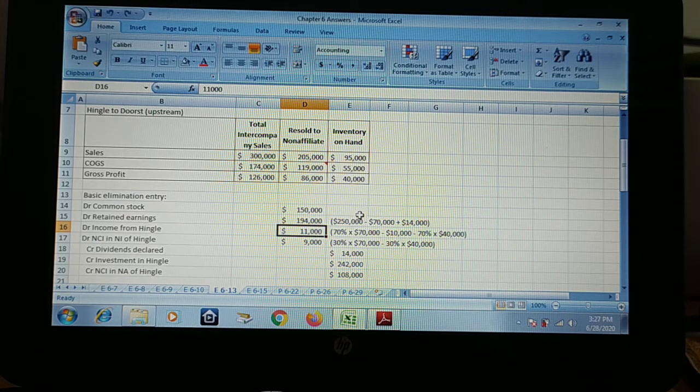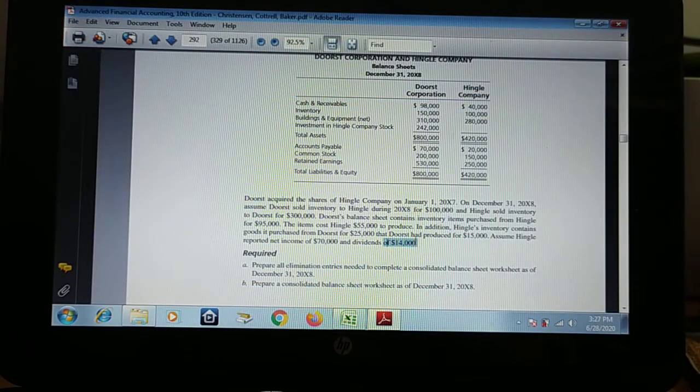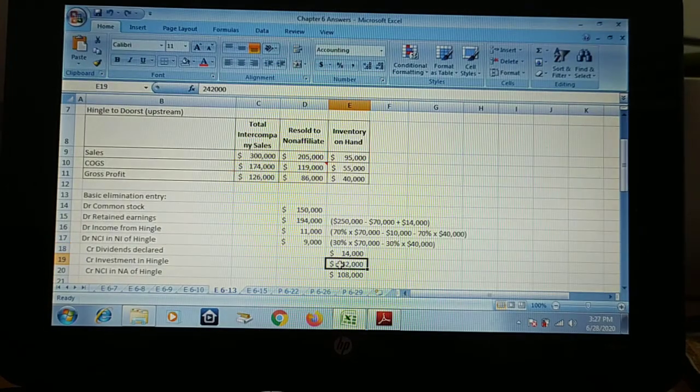And then the NCI in income of Hingle, again you will take the percentage of income from Hingle, 30% times 70,000, minus the deferred gross profit from the upstream sale. Remember only the upstream sale will be allocated to the NCI. So that's why we minus here 30% times 40,000, and you get 9,000. For the dividends declared, it is the same as you usually do, 14,000.